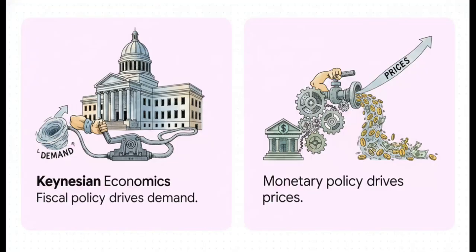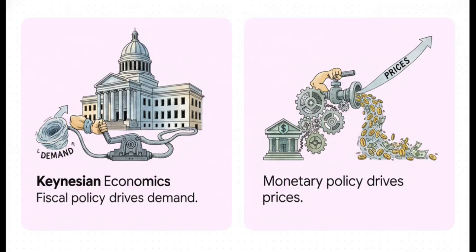To really grasp why Friedman's theory was such a game-changer, we have to understand what he was rebelling against in the 1960s. Following the Great Depression and World War II, Keynesian economics was the undisputed heavyweight champion. Keynesians believed that aggregate demand was the master switch of the economy, and the best way to flip that switch was through fiscal policy, government spending and taxation. They honestly believed that monetary policy, just changing interest rates or the money supply, was kind of useless for controlling inflation. Well, Friedman and the monetarists flipped this entirely on its head.